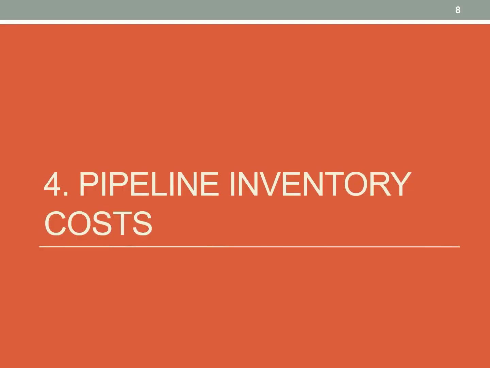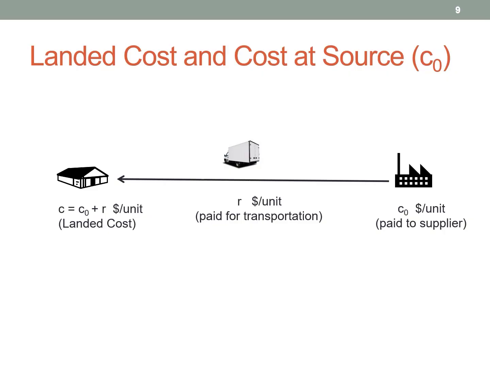Okay, so the last type of inventory cost we're going to calculate is pipeline inventory cost. These are costs associated with inventory that is on its way to us. The supplier has shipped it, but it's not yet arrived in our facility. To calculate this cost, we have to understand the idea of landed cost. It's a pretty simple idea.